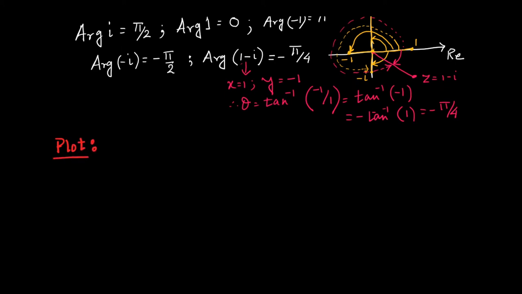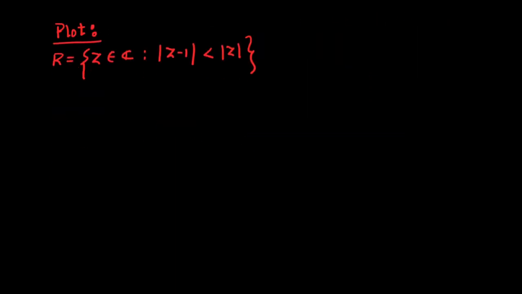Suppose we want to plot a region R, which is equal to Z belonging to C, such that mod of Z minus 1 is less than mod Z. Let us see how we can plot this particular region.